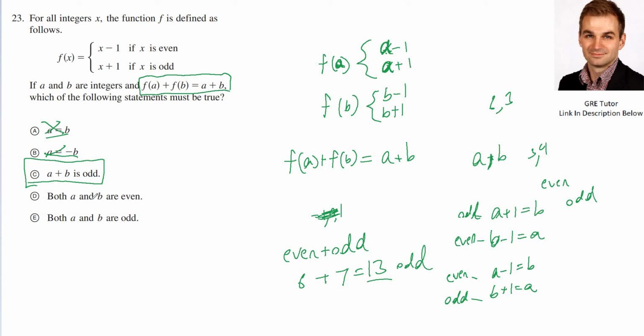Alright, both a and b are even, and both a and b are odd. Both of these are already out, and the reason we know that is because a and b have to be right next to each other. So one of them has to be even and one of them has to be odd. Alright, so we know that both d and e are out. So we know the only answer is going to be C.